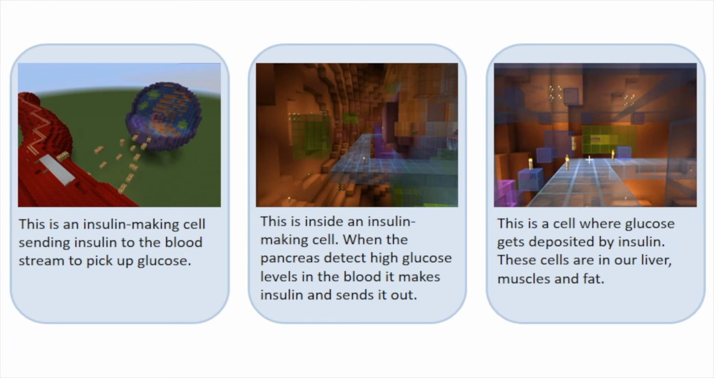In the picture on the right, you can see inside a cell where glucose has been deposited. Insulin acts like a key on the outside of these cells and lets glucose inside, where it's used to make energy or is stored for when we need energy later. Glucose gets used and stored in our muscle, liver and fat cells.